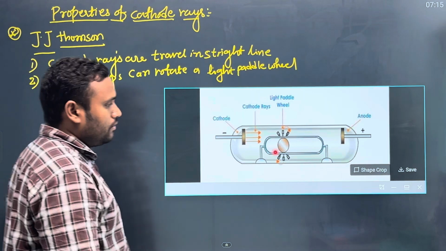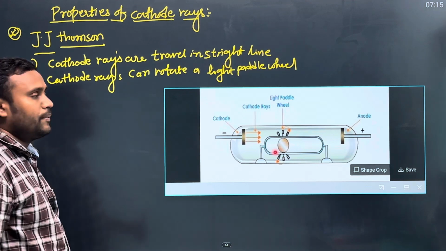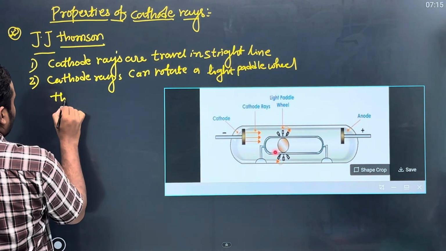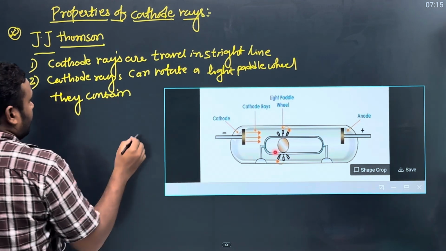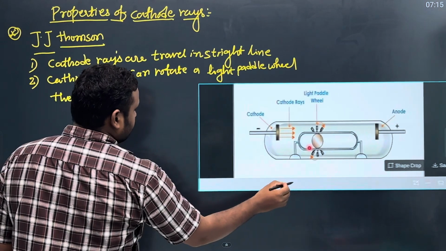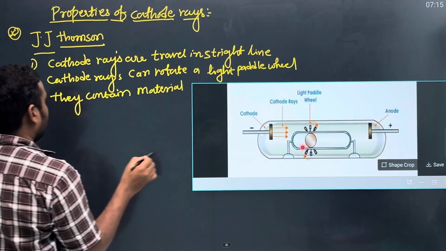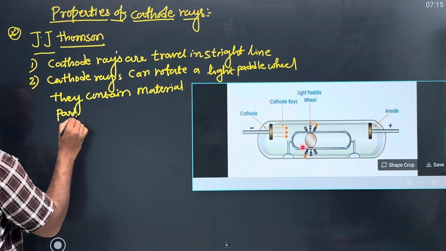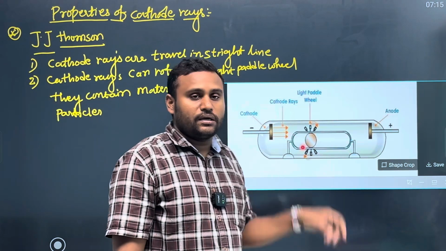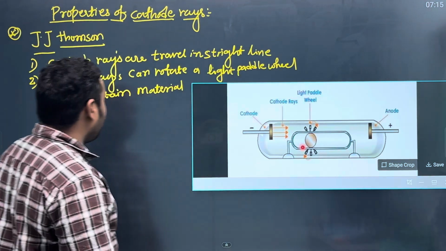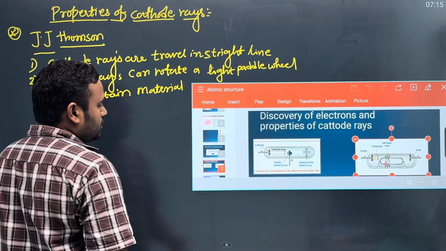So why can they rotate a light paddle wheel? Because they contain material particles. Okay, it means they have some particles in the cathode rays. Cathode rays contain some particles and they have kinetic energy also.